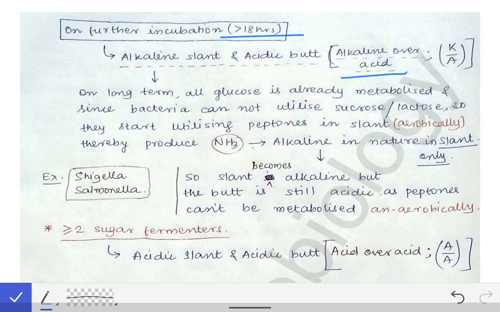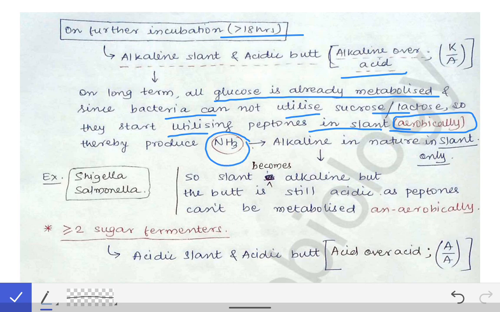So we see that on long term incubation all the glucose is already metabolized, and since bacteria cannot utilize sucrose and lactose, they start utilizing the peptones in the slant, and that peptone utilization can only occur aerobically, it cannot occur anaerobically. When the peptones are metabolized, they produce NH3, that means ammonia, and ammonia is alkaline in nature.